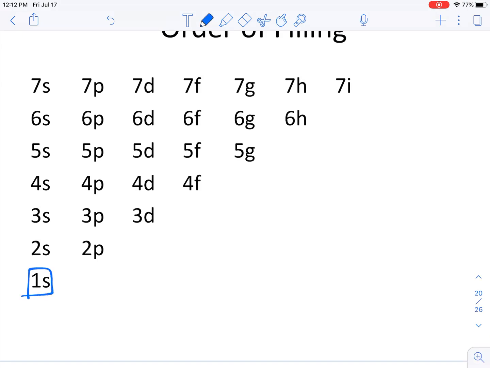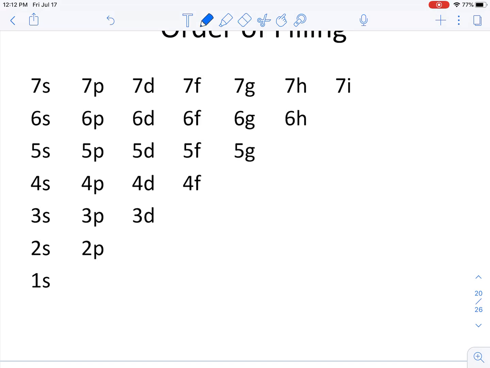So for example, you could start with the 1s's that are down here by themselves, right? First energy level, only 1 subshell. Then you go to the second one, and you notice that we have 2s and 2p. We don't have a 2d or a 2f because we're only at the second energy level, so we only have 2 subshells. The third energy level, however, has 3 subshells, S, P, and D. And the fourth energy level has 4 subshells, S, P, D, and F, and so forth and so on.